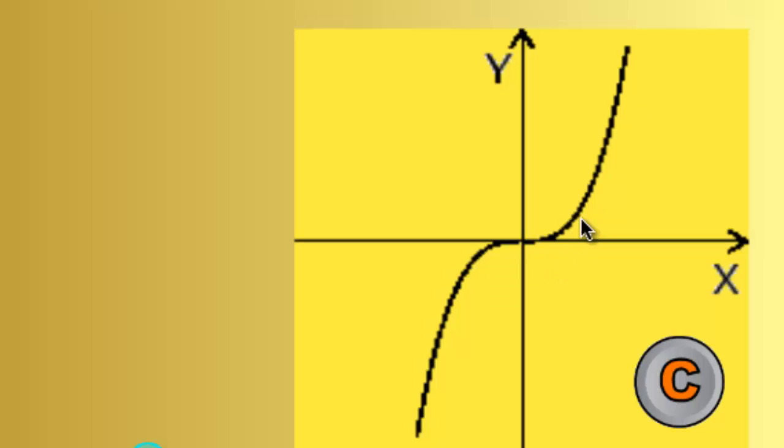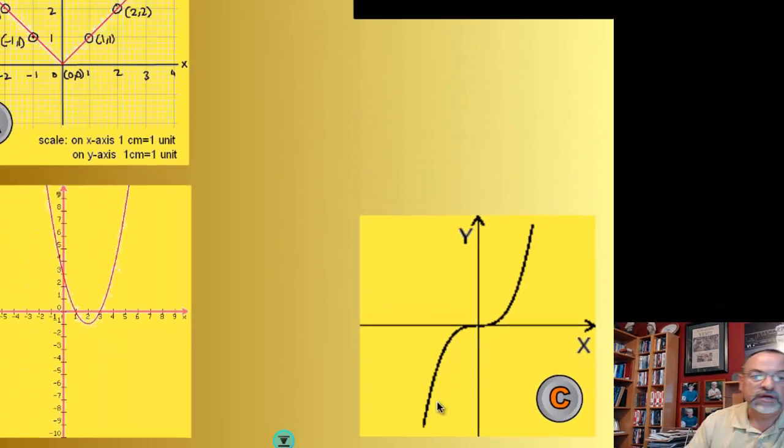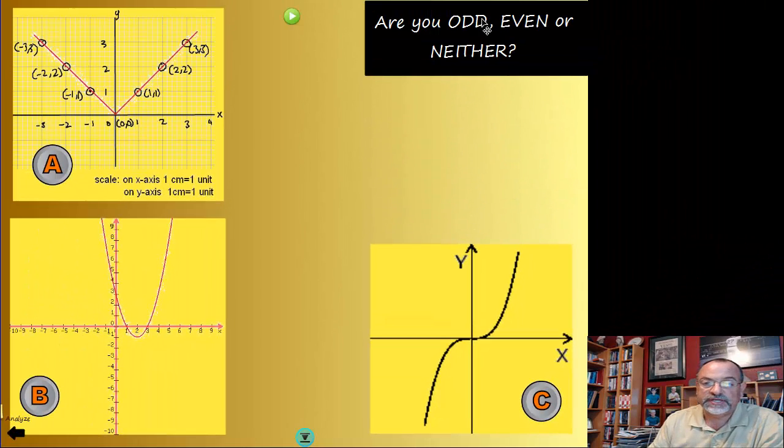And then this function here is a cubic function, and again, if you imagine spinning that function 180 degrees around the origin, you'd end up with the exact same picture. So this would be an example of an odd function. So those are the graphical representations. Let's go ahead and do a couple algebraically.